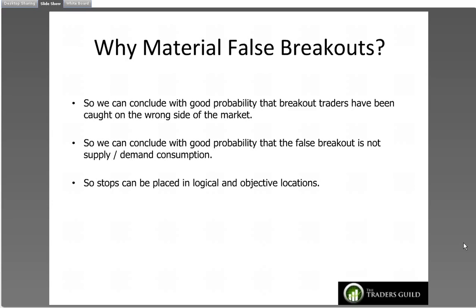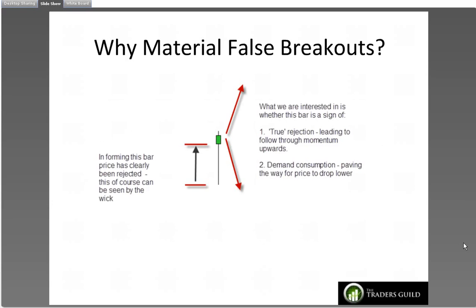Okay, so just remember this slide from one of the videos. Just taking a step back and talking about supply and demand consumption. Within this bar here, this is a rejection. Say we have demand or support down there. This is the rejection from support, okay? But what we're more interested in is what this tells us about the most logical, most likely price action that's going to occur next. Now, if it's a true rejection, it's going to lead to price shooting upwards, continuing in the same direction of the initial rejection.